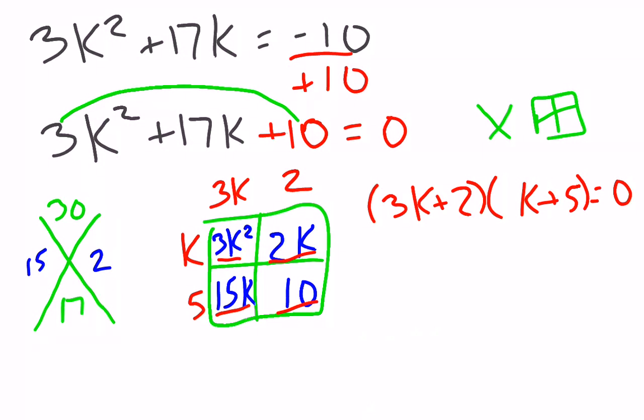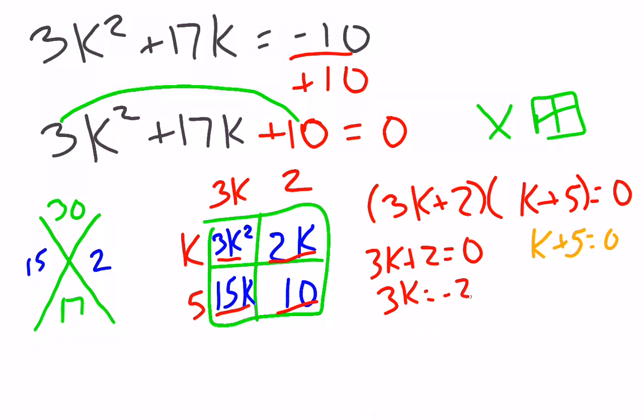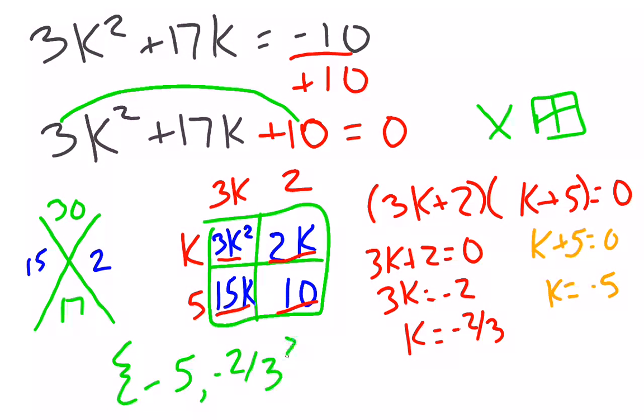Set each factor equal to 0. So 3k plus 2 equals 0. k plus 5 equals 0. If I solve, I need to subtract 2. 3k equals negative 2. Divide by 3. k equals negative 2 over 3. Subtract 5, and I get k equals negative 5. So my answer is negative 5, comma negative 2 over 3. There you go. Feel free to go back and watch any of those that you need to.